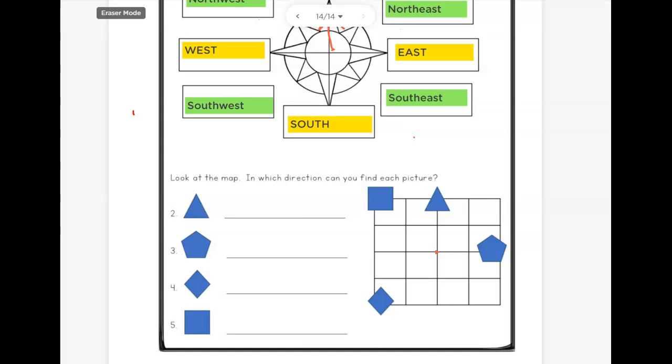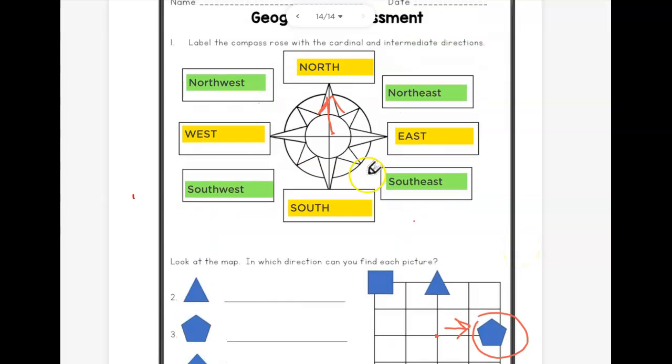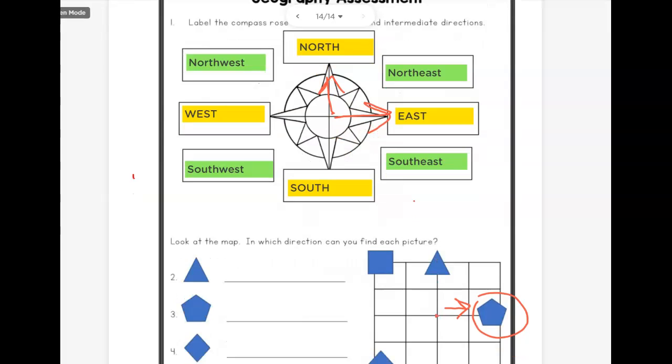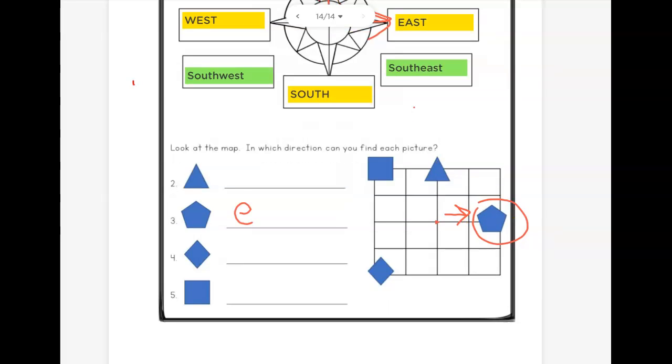Our next shape has 1, 2, 3, 4, 5 sides, and that is called a pentagon. Now the pentagon goes straight to the right, and that is in the east direction. Sorry, that went a little crazy. The east direction. So you can write or type in east for number 3. Remember, pause the video if you need more time.